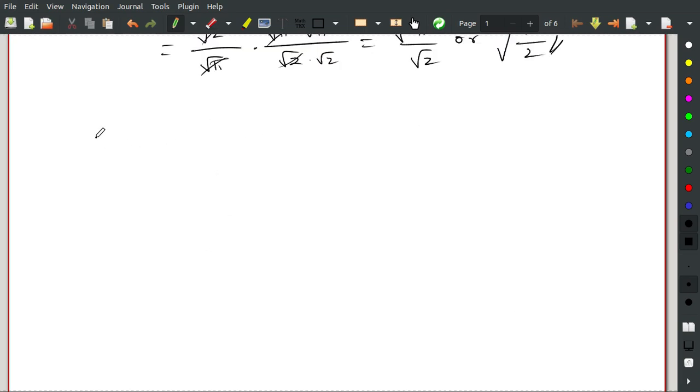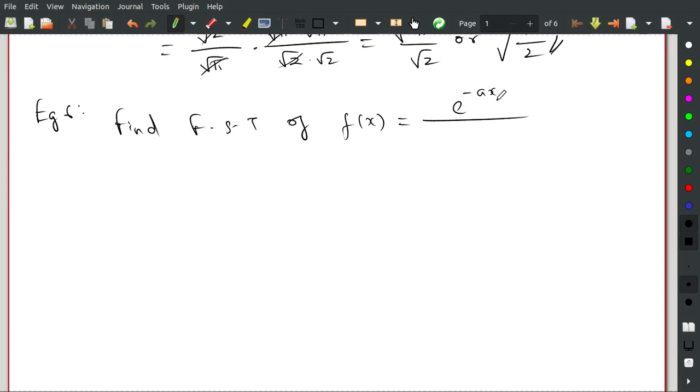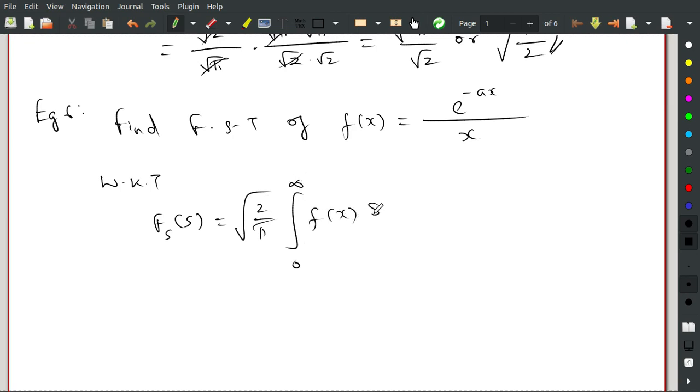So the next example is example 6. Find the Fourier sine transform of f of x equals e power minus ax divided by x. We can find it by using our formula. We know that the Fourier sine transform of s equals root 2 by pi integral 0 to infinity f of x sine sx dx, right?